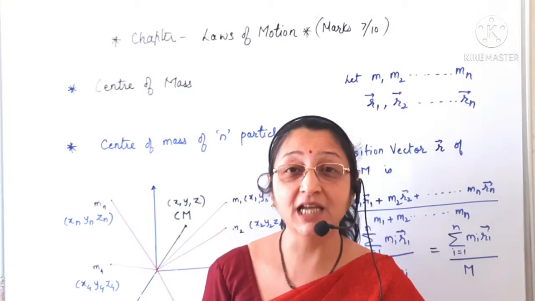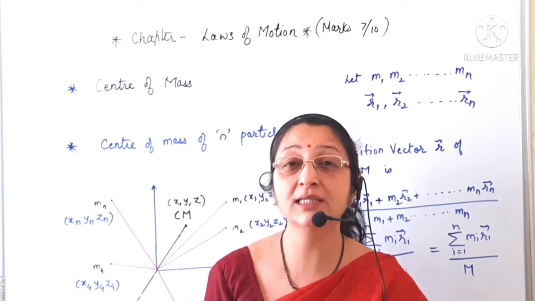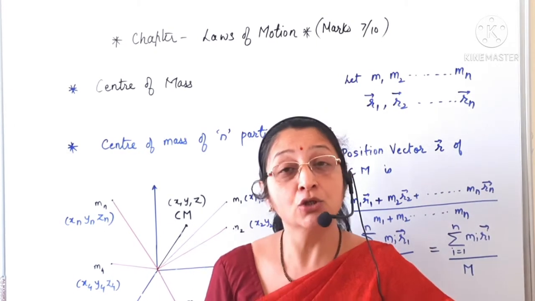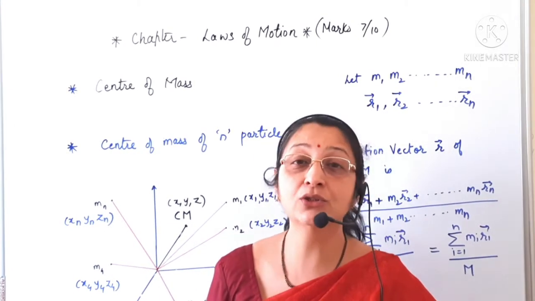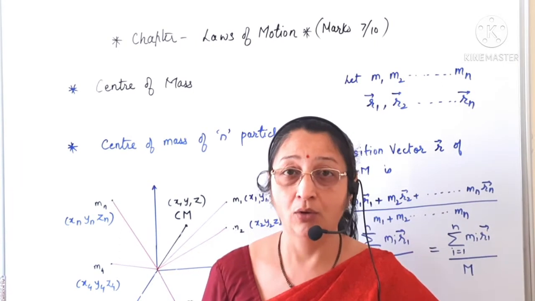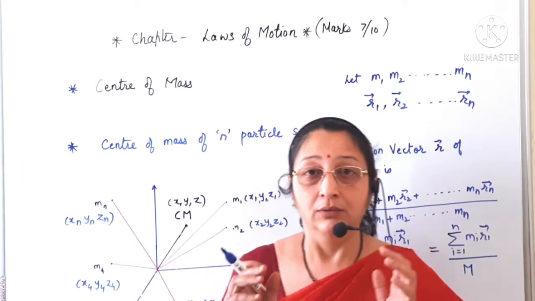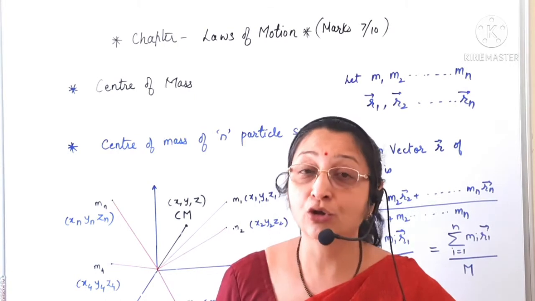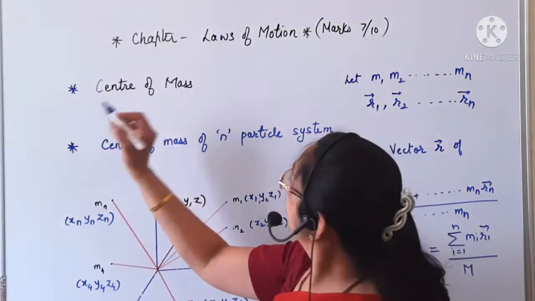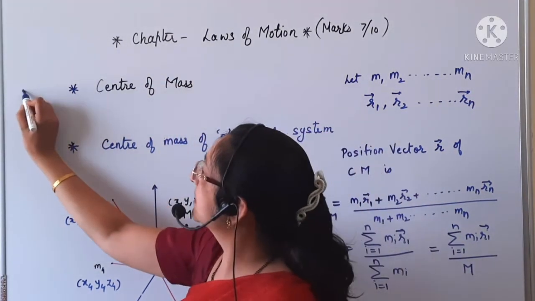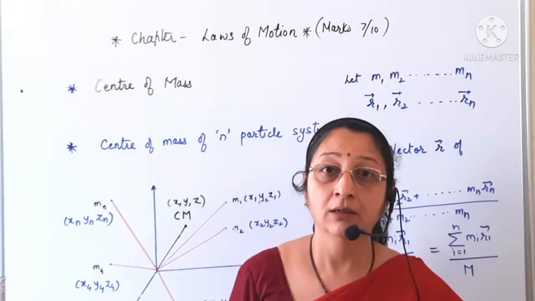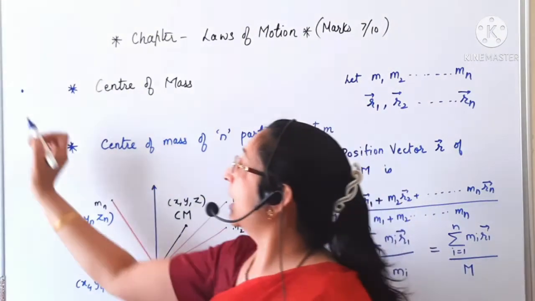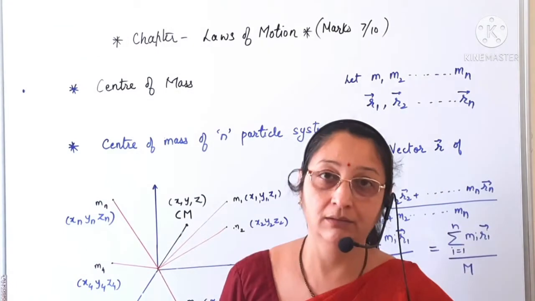It is the point at which the whole mass of the body is supposed to be concentrated so as to apply Newton's laws of motion. Now, we know that Newton's laws of motion are applicable to only point bodies, very small bodies.